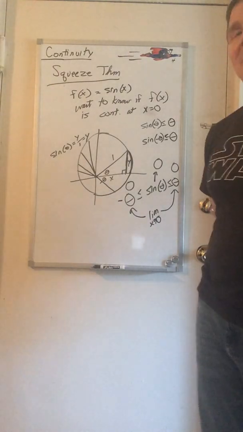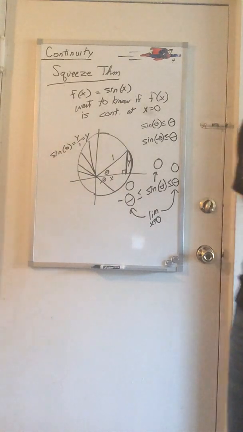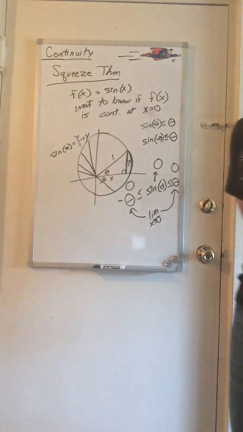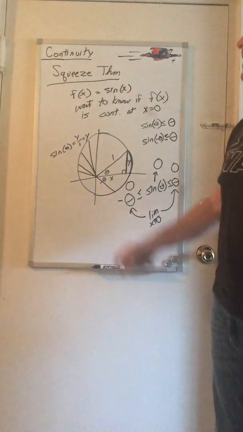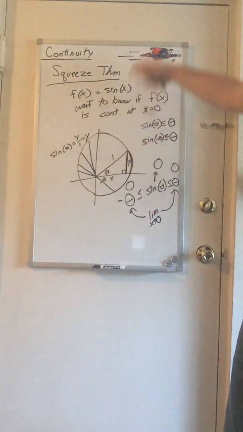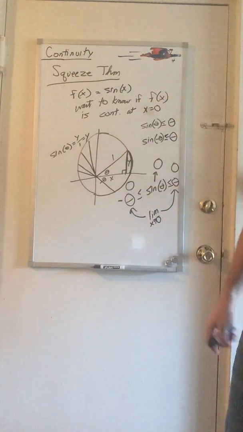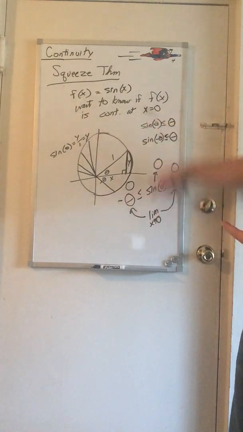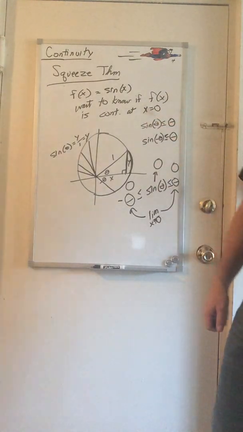To give you an idea of how we actually do things in math, we have to use these definitions. We can't just say, oh, that's like a wave, so we're good. We have to actually use definitions and theorems and prove things out algebraically. We will be doing more like this later in the semester, not necessarily with the squeeze theorem, so I just wanted to give you an idea of how these things work.